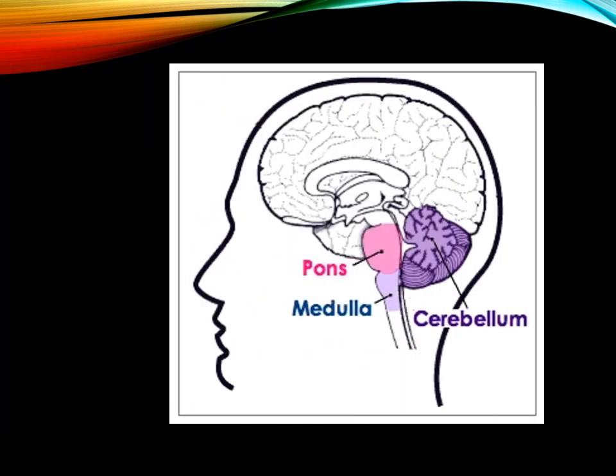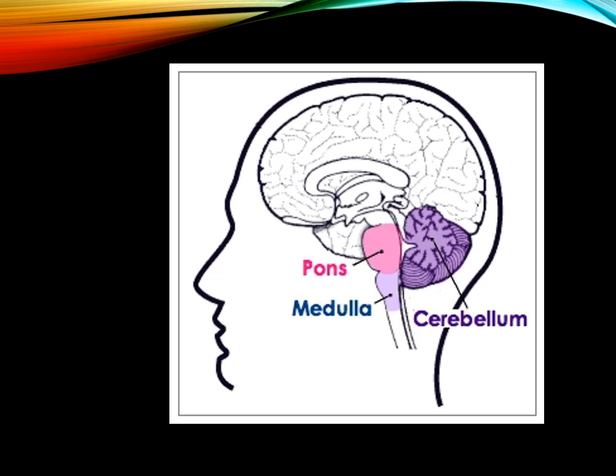Here's a diagram of those three structures. In the pink, you're seeing the pons. Sleep, arousal, shuts off motor messages to the lower parts of the body. The medulla, right at the base of the skull. So again, medulla, medieval death, you put a knife or a sword through that and the person's dead. Well, let's just say you damage the medulla, you're going to be dead. And the cerebellum, that's your sense of balance, procedural memories, coordinated muscle movements.